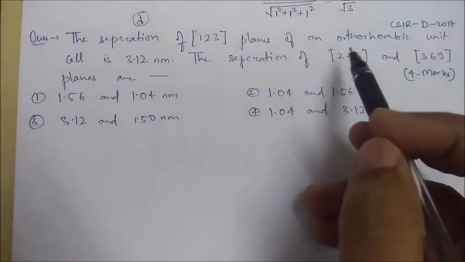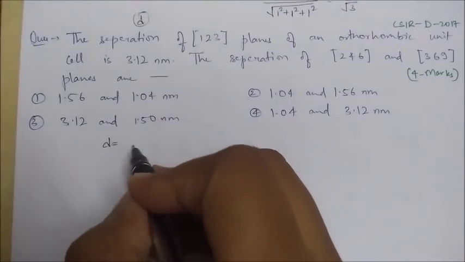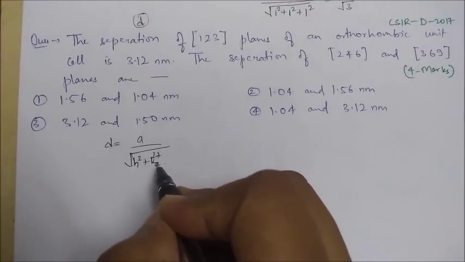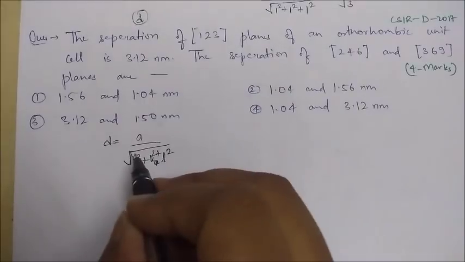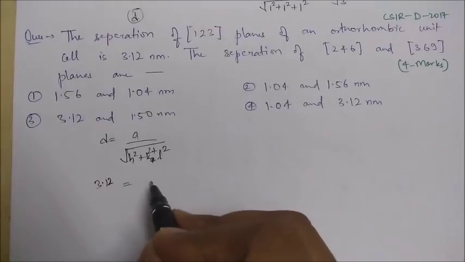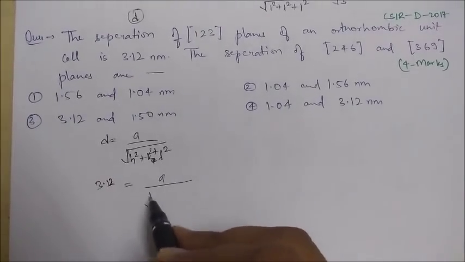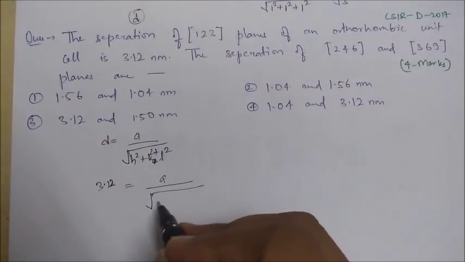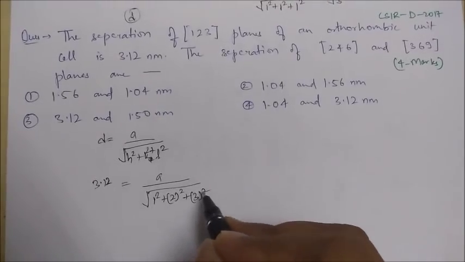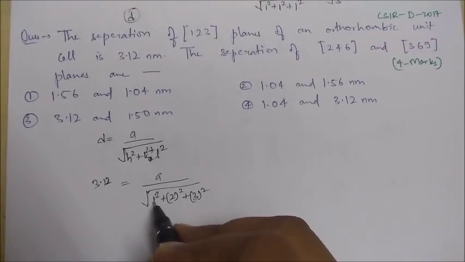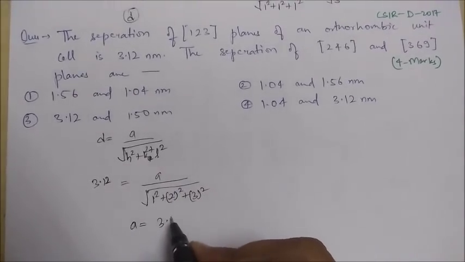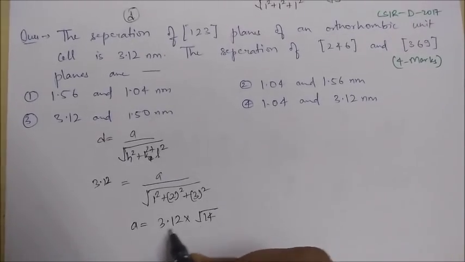So what will be the value of d? We know that d is equal to a upon under root h square plus k square plus l square. So this is the formula. d is already given, that is 3.12, and the value of a, the unit cell length, we don't know. For this plane we have h equal to 1, k equal to 2, and l equal to 3. So how much will you get? 3 square is 9, plus 1 is 10, plus 4 gives you 14. So a will be 3.12 into under root 14. This is the value of a.